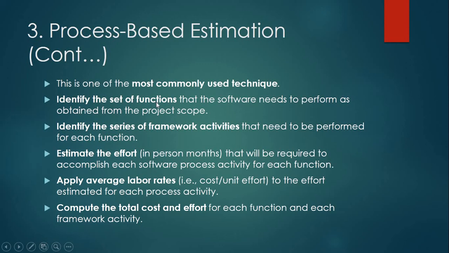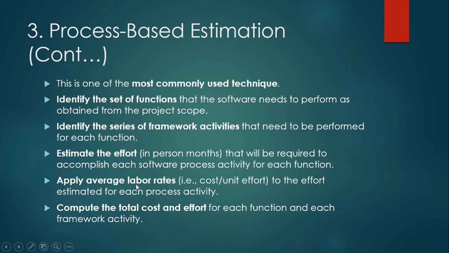Identify the set of functions, meaning how many functionalities are available in our project that the software needs to perform, as obtained from the project scope. Identify the series of framework activities that need to be performed for each function, meaning for developing a function how many framework activities we will require in a series. Then we will estimate the effort in person month. Person month means one person will give his or her effort in a month, which will be required to accomplish each software process activity for each function.